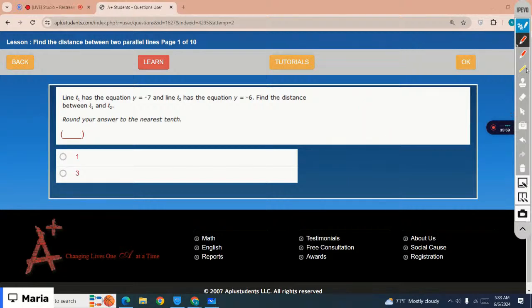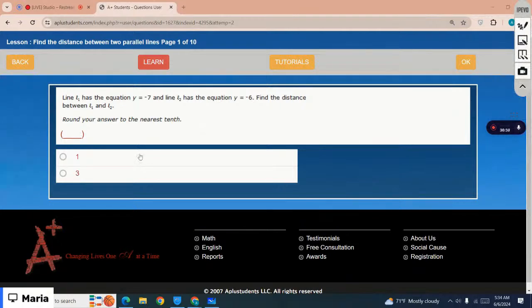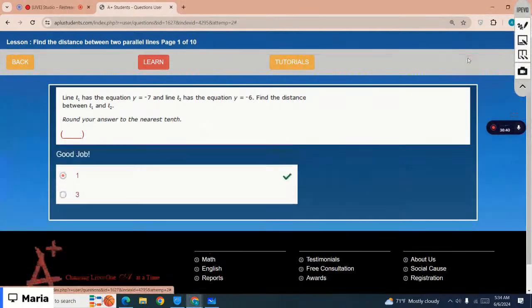So let me just make the lines with this tool. Okay. So y: 1, 2, 3, 4, 5, 6, and 7. That is the line y equals -6, right? And that is the line y equals -7. So what is the distance between them? Only 1 point, right? So the correct option is option number 1. The distance between the two lines is simply 1.